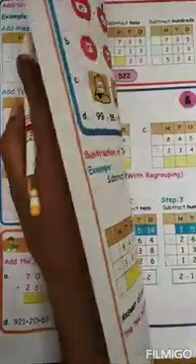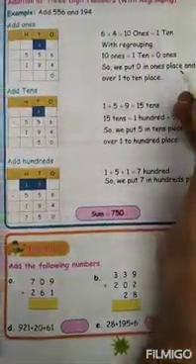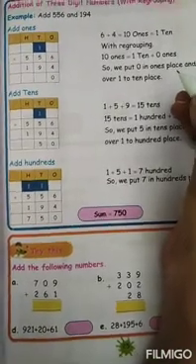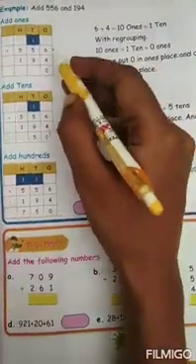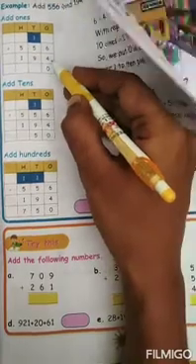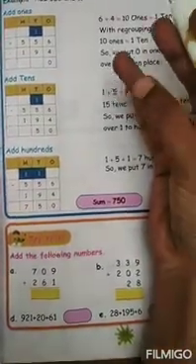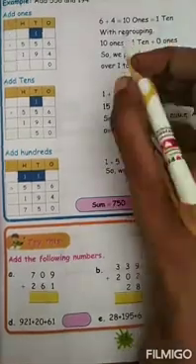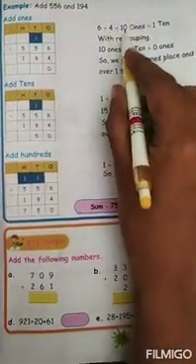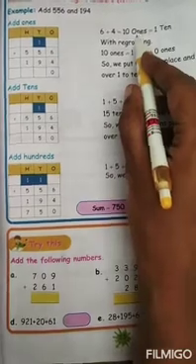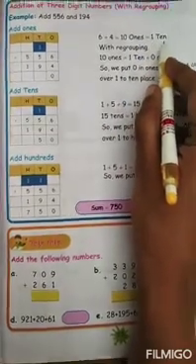Add ones. Always we'll be starting with the ones place to add the numbers. Yes or no, children? Yes. See here, 6 and 4 is given. 6 plus 4 will be 7, 8, 9, 10. So 6 plus 4 is equal to 10 ones. That is equal to 1 ten and 0 ones.